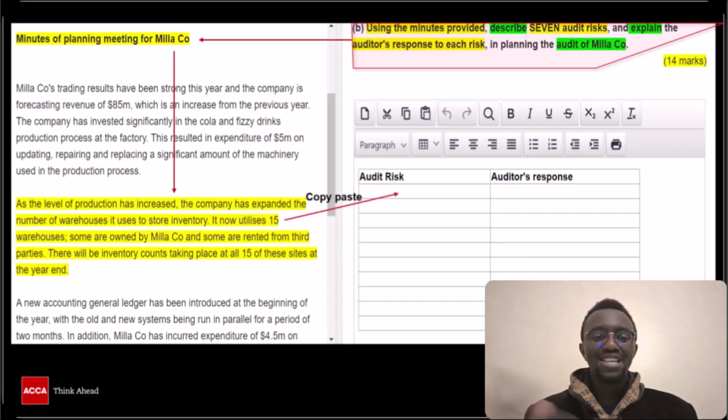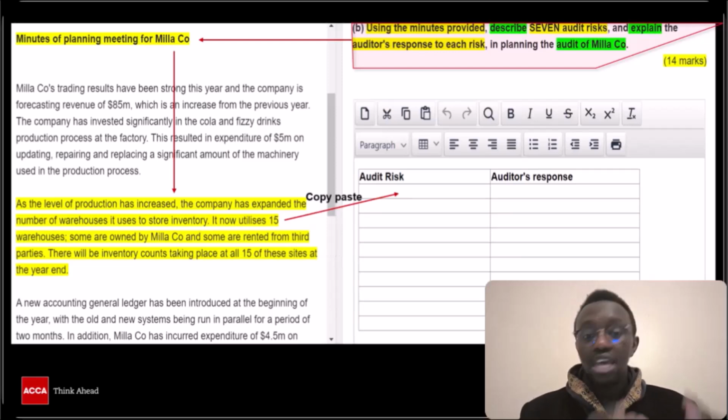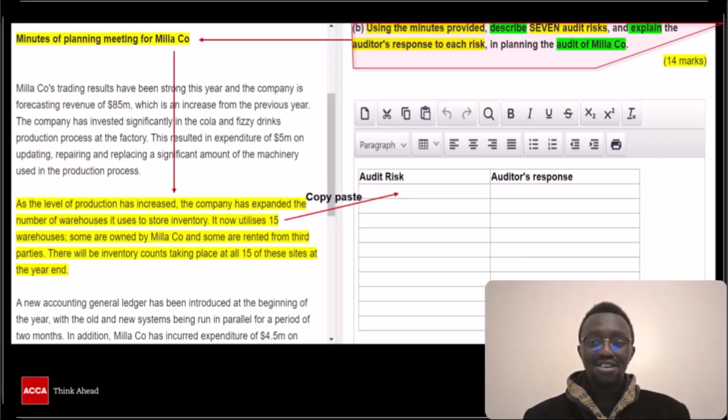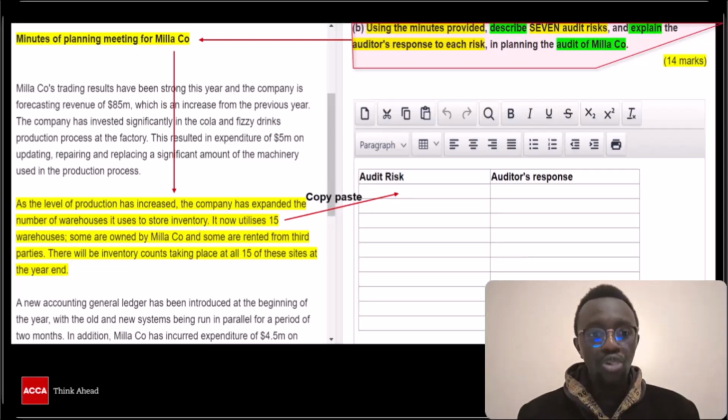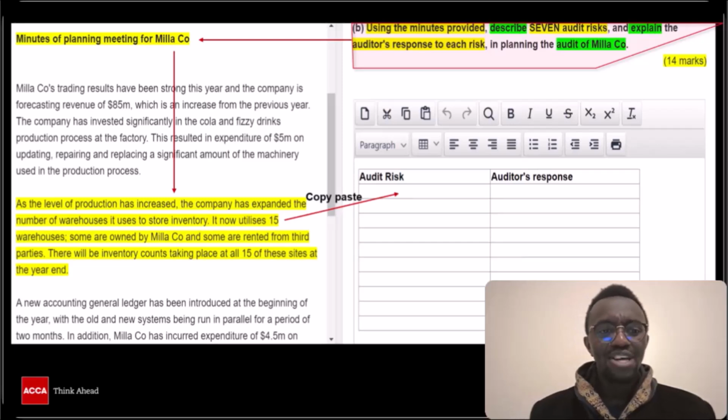Copy paste it, man. Copy paste it. All right, but copy paste with wisdom. If you were to read what I've highlighted there are actually 2 points there. So be able to separate them so that you don't end up missing out on key marks. Otherwise you copy pasting the whole thing and not necessarily being able to appreciate the fact that there are 2 risks within what you've identified there. So be very careful.